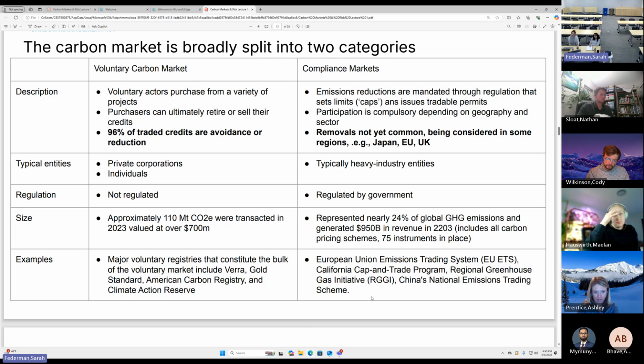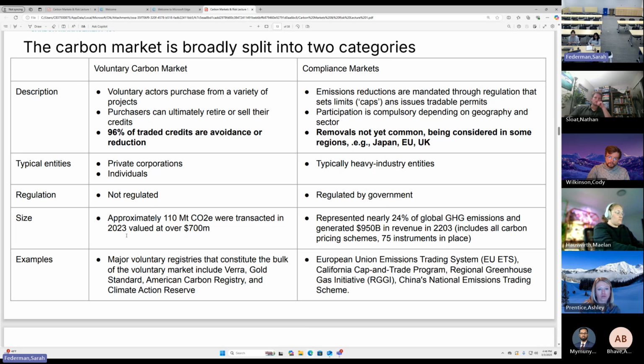And these are relatively large markets. They're generating like 950 billion in revenue. They're about 75 globally. And I'm just giving a couple examples down here. The voluntary carbon market, which is what we'll be spending our time in, is where you're seeing actors like private organizations and corporates purchasing credits from a variety of projects to meet their voluntary targets and commitments. Now, remember our earlier slide about the different types of credits. 96% of the credits that are traded on the VCM, or voluntary carbon market, are avoidance, with 4% representing removal. It is not regulated, although we are starting to see light guidance come out on what quality looks like.